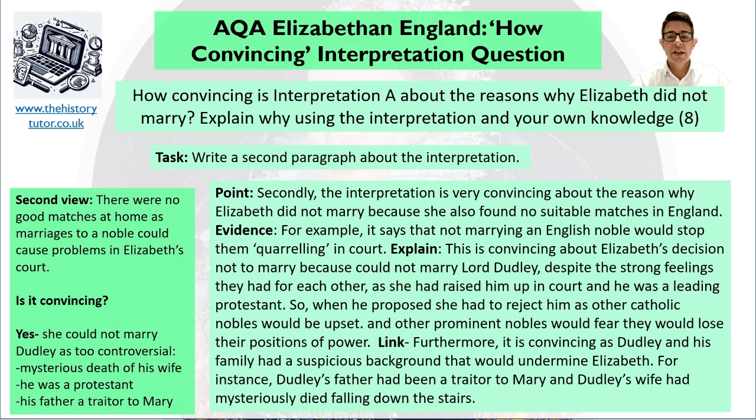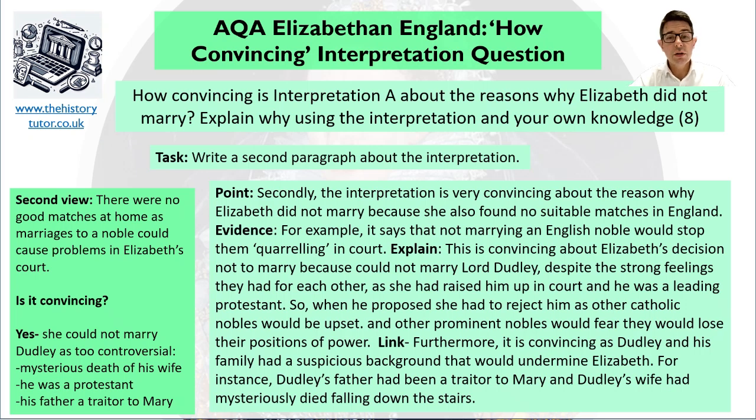Furthermore, it's convincing as Dudley and his family had suspicious backgrounds as well that would undermine Elizabeth. For instance, Dudley's father had been a traitor to Mary, and Dudley's wife had mysteriously died, falling down the stairs. Okay, so we've explained why he is not a good candidate and how that causes problems.